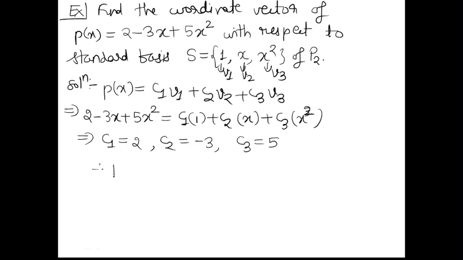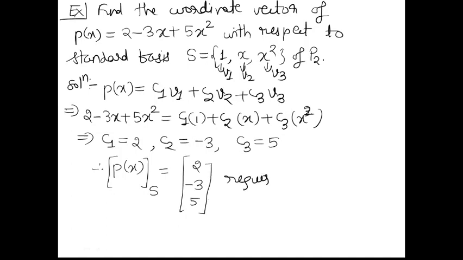So therefore, for p of x, we want the coordinate vector of p of x with respect to the standard basis. What is the basis given here? S. So that will be represented like this. It is equal to the coefficients c1, c2, c3, that is 2, minus 3, 5. So this is our required coordinate vector.